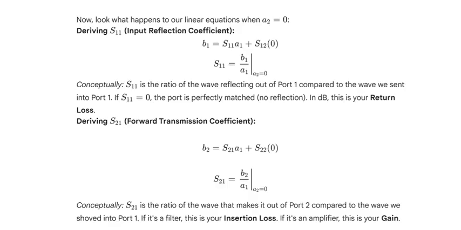Deriving S21, forward transmission coefficient, is shown here. Conceptually, S21 is the ratio of the wave that makes it out of port 2 compared to the wave we shoved into port 1. If it's a filter, this is your insertion loss. If it's an amplifier, this is your gain.